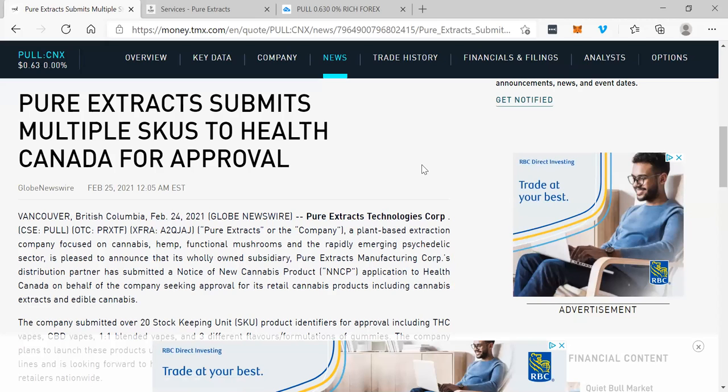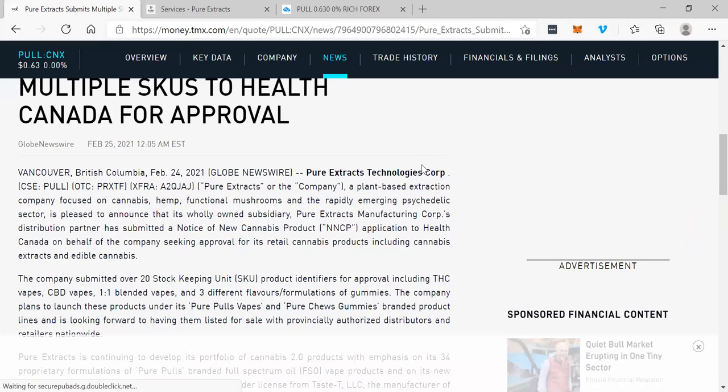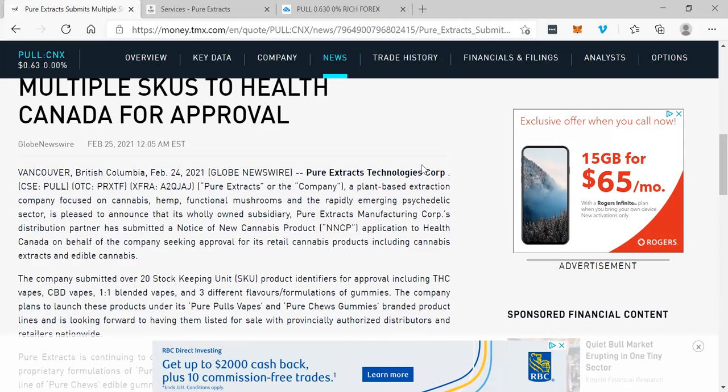Pure Extracts submits multiple SKUs to Health Canada for approval. Pure Extracts Technologies Corp, PULL in Canada, PRXTF in America, A2QJAJ in Frankfurt, Germany, a plant-based extraction company focused on cannabis, hemp, functional mushrooms, and the rapidly emerging psychedelic sector, is pleased to announce its wholly owned subsidiary, Pure Extracts Manufacturing Corp's distribution partner, has submitted a notice of new cannabis product, NNCP, application to Health Canada on behalf of the company seeking approval for its retail cannabis products, including cannabis extracts and edible cannabis.